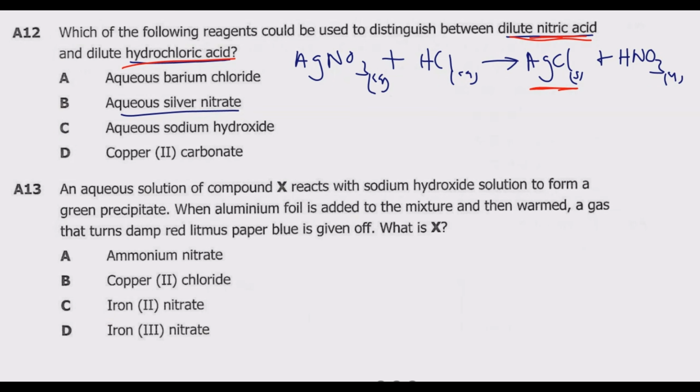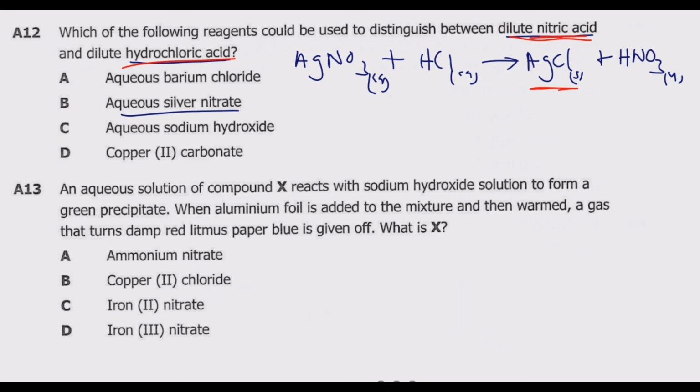Question A13. An aqueous solution of compound X reacts with sodium hydroxide solution to form a green precipitate. When aluminium is added to the mixture and then warmed, a gas that turns damp red litmus paper blue is given off. What is X? A. Ammonium nitrate, B. Copper 2 chloride, C. Iron 2 nitrate, D. Iron 3 nitrate.